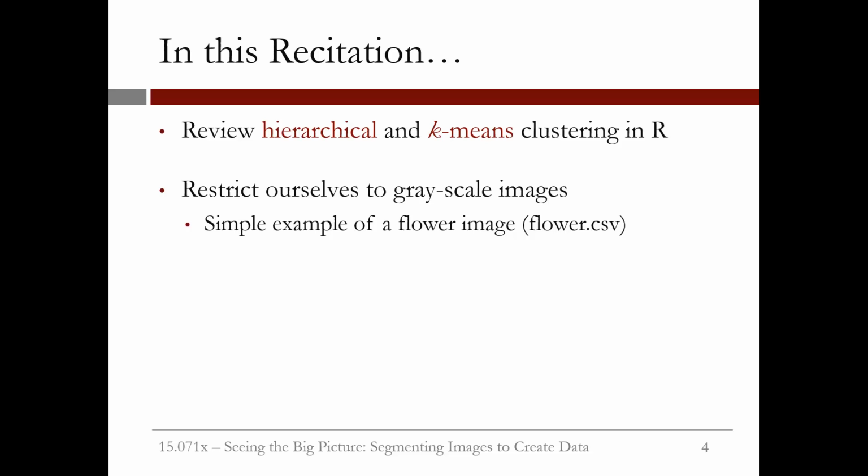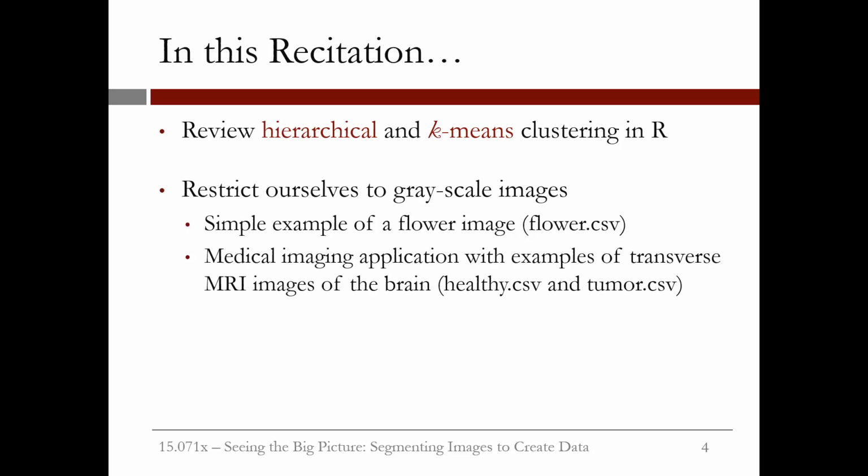Our first example is a low-resolution flower image whose pixel intensity information is given in the dataset flower.csv. Our second and major example involves T2-weighted MRI images of the brain. One image corresponds to a healthy patient, and the other one corresponds to a patient with a tumor called oligodendroglioma. The pixel intensity information of these two images are given in the datasets healthy and tumor.csv.